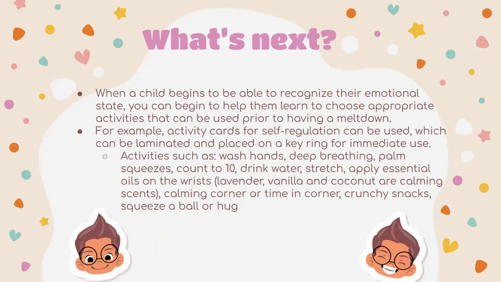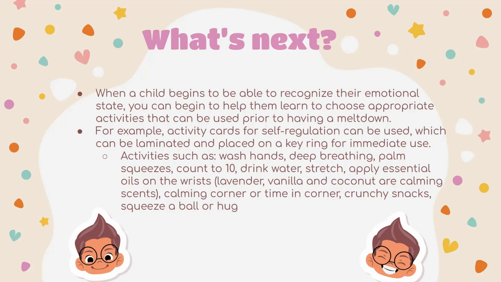What's next? When a child begins to be able to recognize their emotional state, you can begin to help them to learn to choose appropriate activities that they can use prior to having a meltdown. You can present the activities to your child visually or provide a verbal choice of two, so your child can choose one in an effort to self-regulate. Another example to help your child recognize emotions is using activity cards for self-regulation, which can be laminated and placed on a key ring for immediate use.